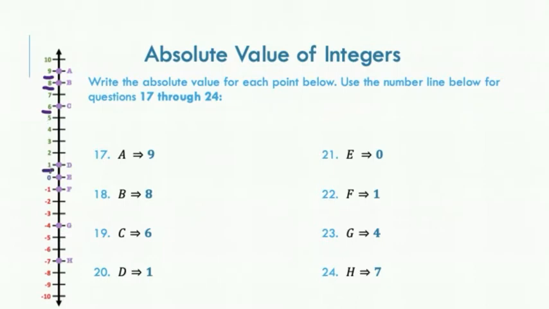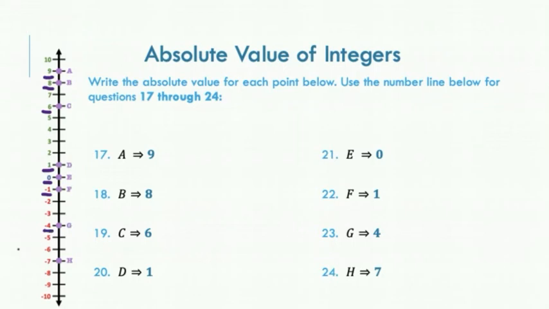D, we're given 1, and the absolute value of 1 is 1 because 1 is 1 unit away from 0. E is 0, and 0 is 0 units away from 0, so the absolute value of 0 is 0. F is negative 1, and negative 1 is 1 unit from 0, so the absolute value of negative 1 is 1.